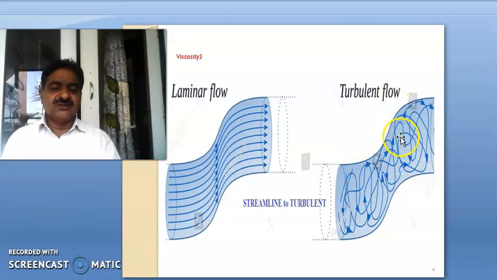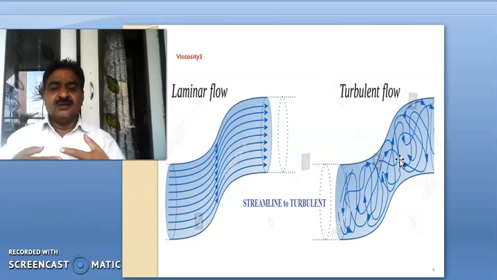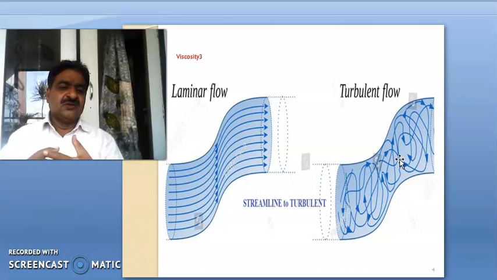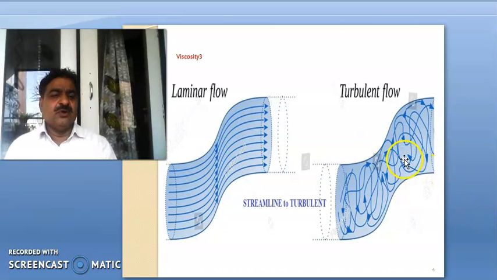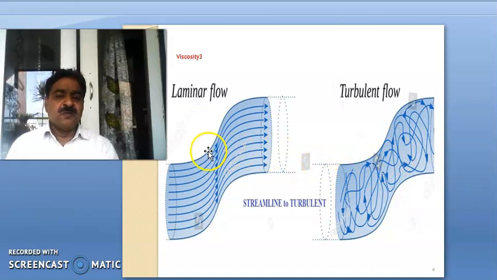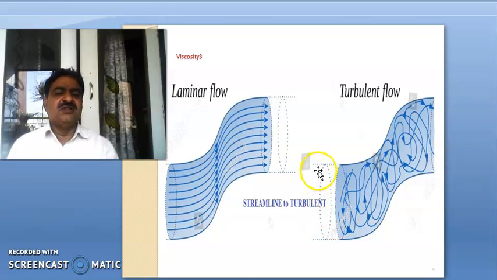In case of this turbulent flow, these layers are not moving parallel to each other, but the layers of the liquid flow in a zigzag nature. They intermix with each other. So we can say this is a turbulent flow. And this flow, laminar to turbulent, exists from a certain velocity that is said to be the critical velocity of the flow. So from this figure you will get the idea of laminar flow and turbulent flow.